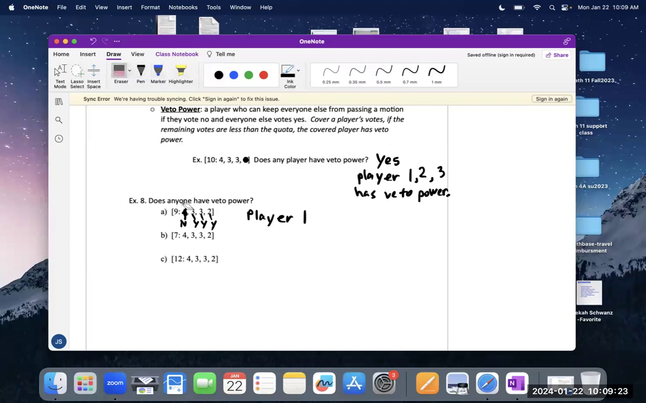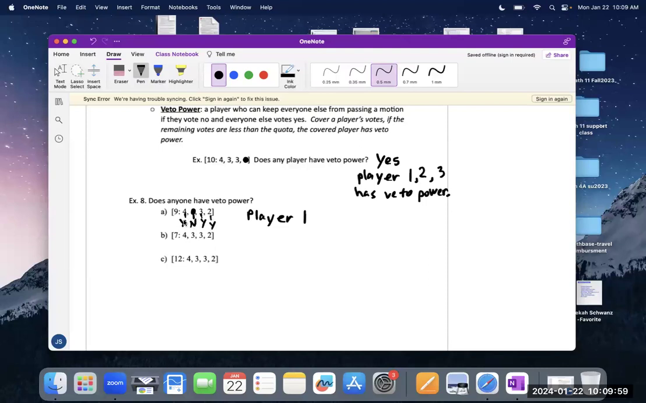All right, let's cover player 2's points, and let's see if they vote no on something and everybody else votes yes. Then you'd have 4 plus 3, which is 7, plus 2, which is 9. So they do have enough power. 4 plus 3 plus 2 is 9 or greater. It does meet the quota. So this player 2 does not have veto power.